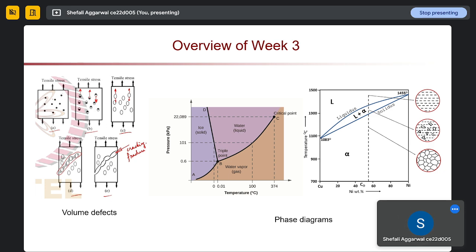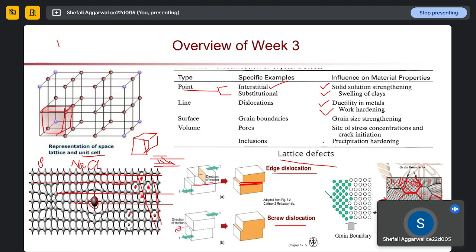Examples of volume defects from the material perspective are stress concentration, crack initiation, and precipitation hardening.